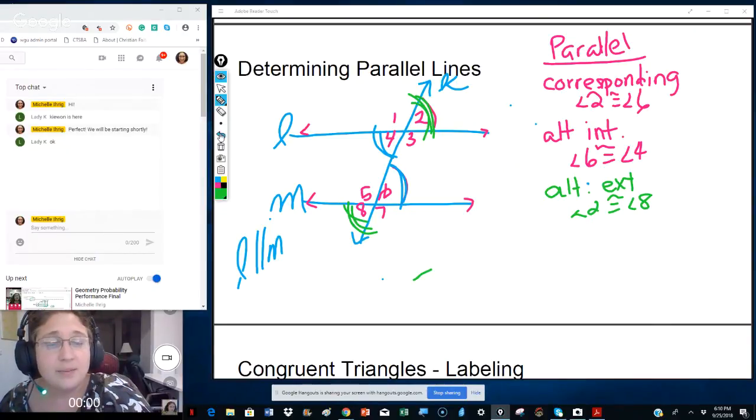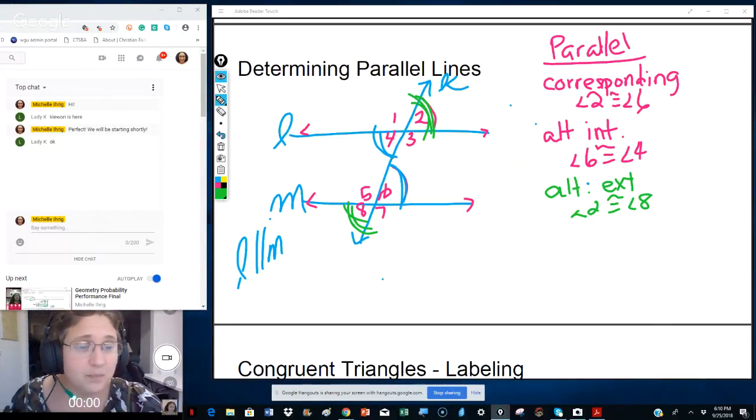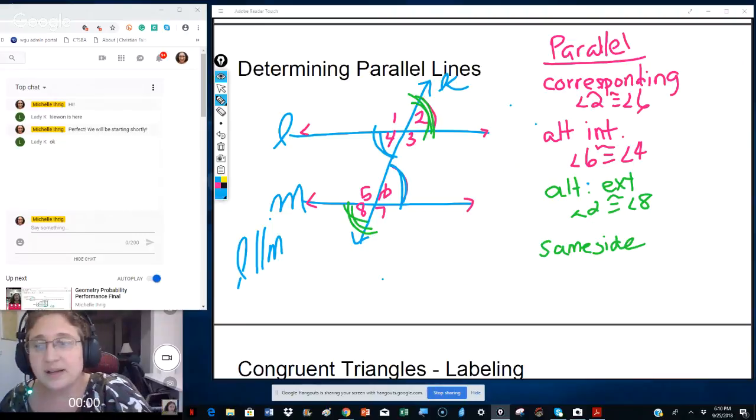Another one, the same would be true for same side. If they equal 180. So for example, you have angle 4, let's change color, and angle 5.